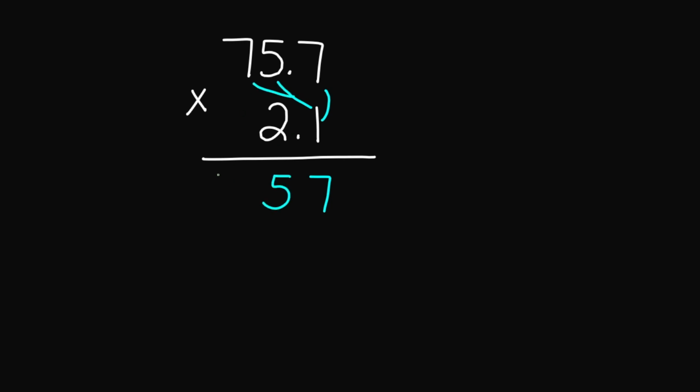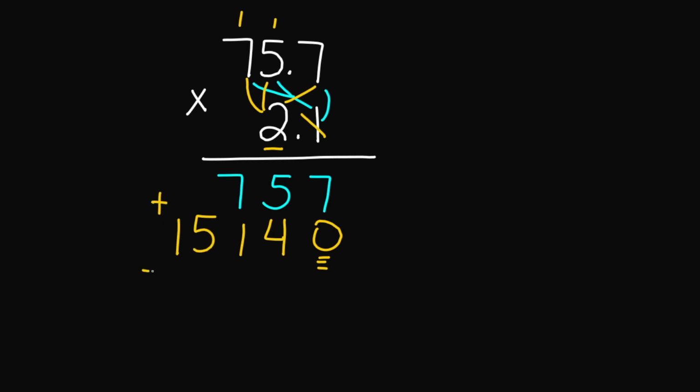75.7 times 2.1. First, we're going to multiply 1 times 7. That's going to give me 7. Then we're going to multiply 1 times 5 is 5. And then 1 times 7 again is 7. I am done with my ones place. Now I'm going to work in the tens place and add my placeholder. So I'm working right here. 2 times 7 is 14. Write my 4, carry the 1. 2 times 5 is 10, plus 1 is 11. Write my 1, carry the other 1. And then you have 2 times 7, that's 14, plus 1 more is 15.